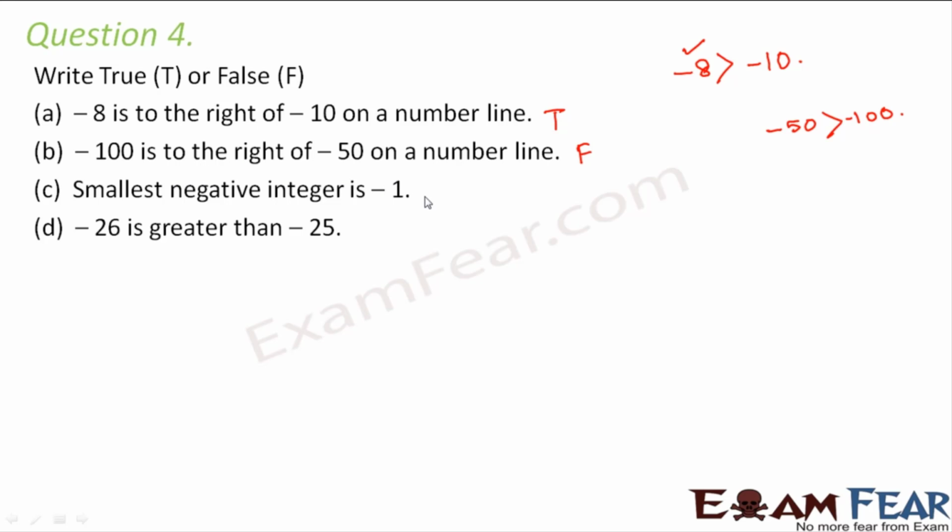Smallest negative integer is -1. That is again false. That's because -1 is the biggest negative integer. As you move towards -2, -3, -4, -5 and so on, the overall value keeps decreasing. -26 is greater than -25. That is also false because -26 is less than -25. So whenever you compare two negative numbers, the number with greater value is overall the smaller number.